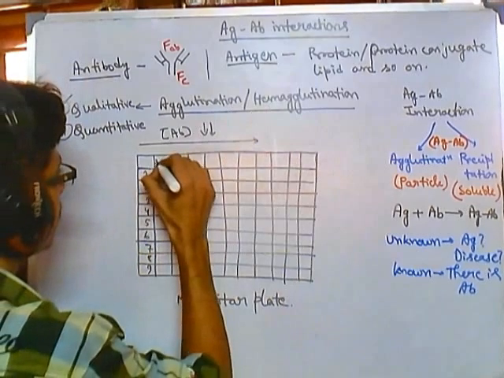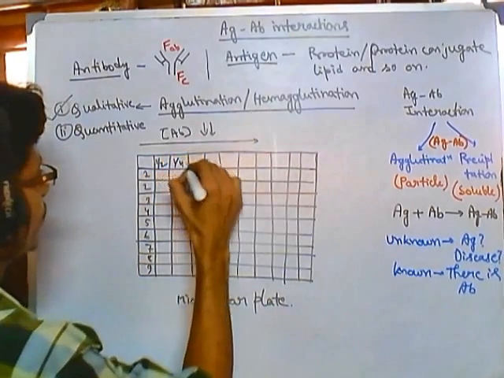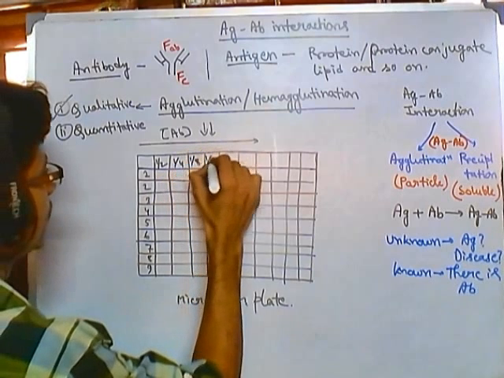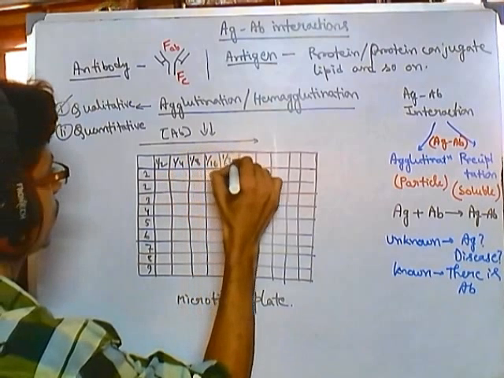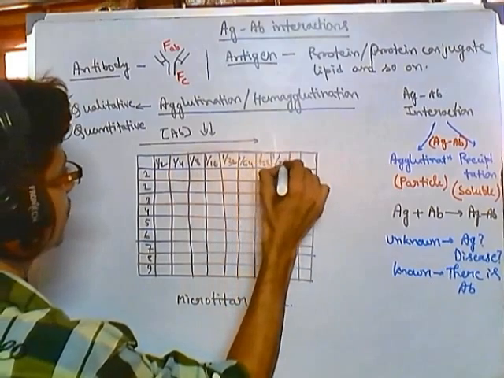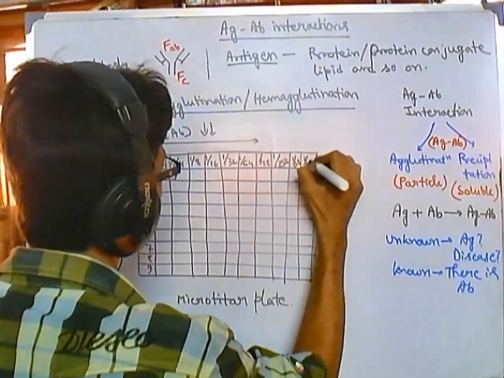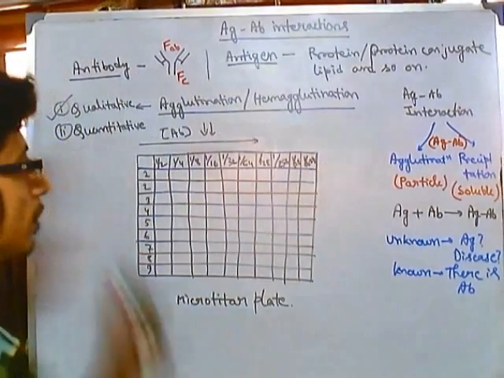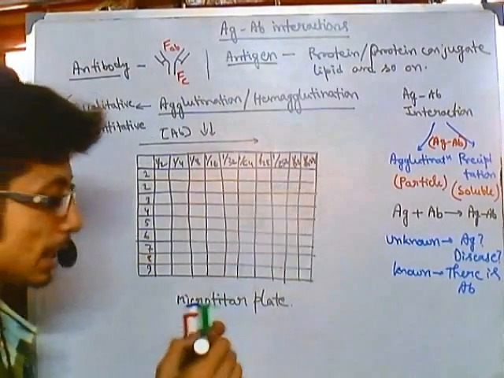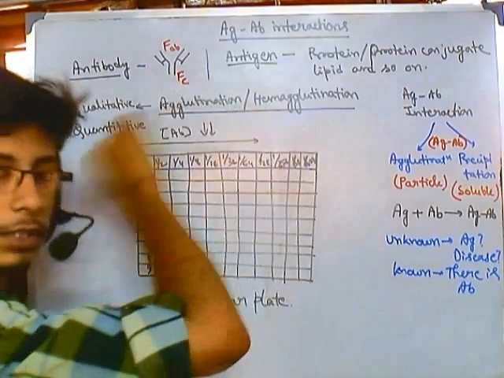Now here in the very beginning we are having the concentration 1 by 2, then 1 by 4, then 1 by 8, then 1 by 16, then 1 by 32, 1 by 64, 1 by 128, 1 by 256, then 1 by 512, and 1 by 1024. So here it is the concentration, you can see. We are having highest concentration here. As we are going, we are falling the concentration, right?